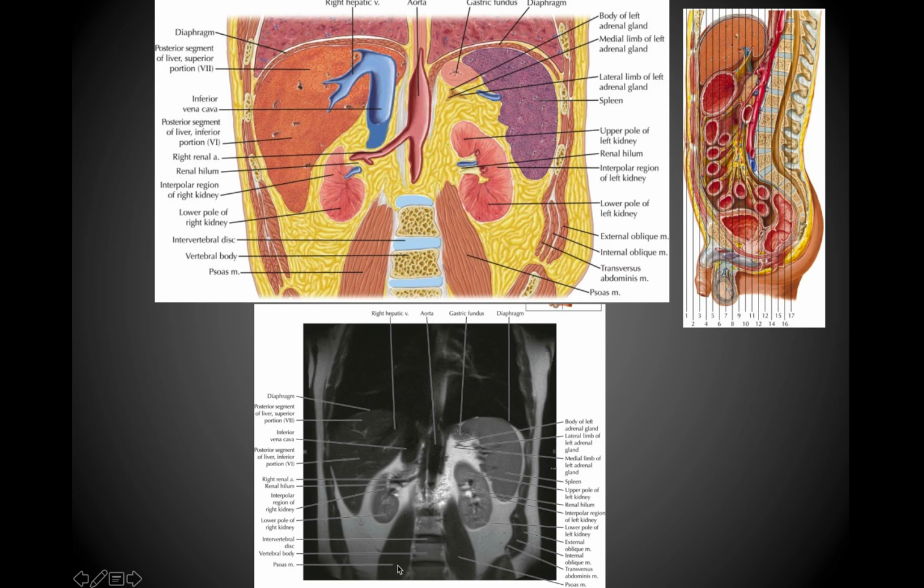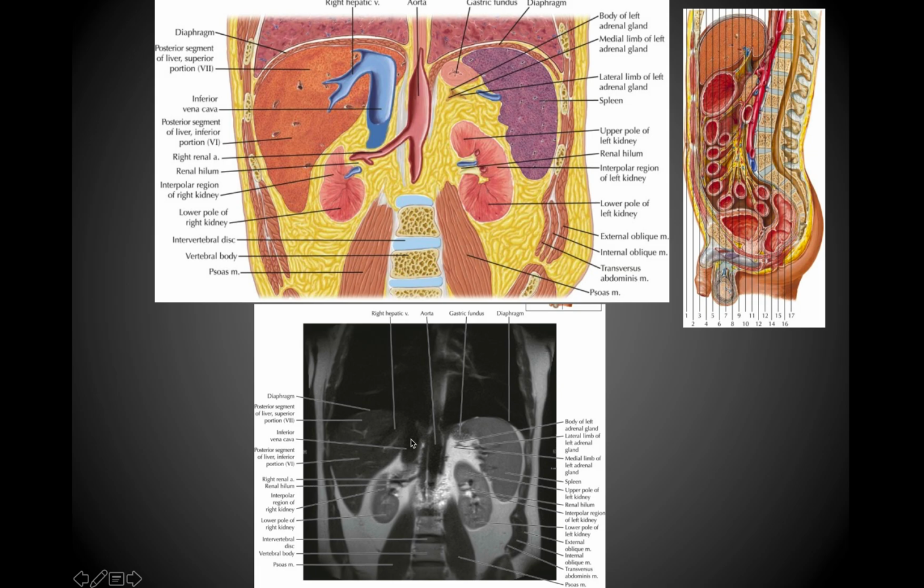Moving to the next image, you can see the psoas major muscles even better bilaterally. Now you can also appreciate both the right and the left kidneys, and then you can see the aorta quite well, along with the right renal artery cutting across here, going to the hilum of the right kidney.